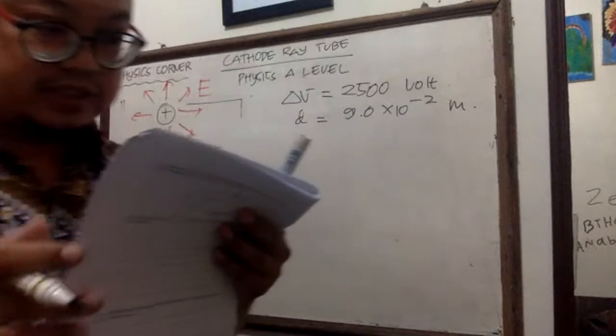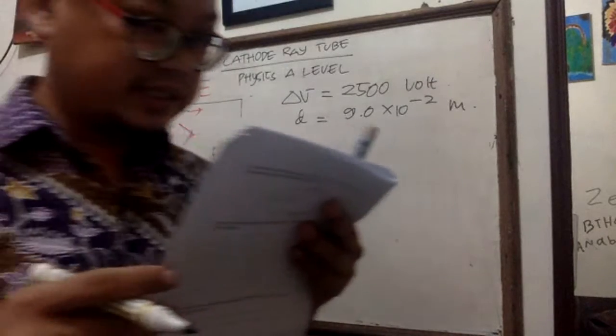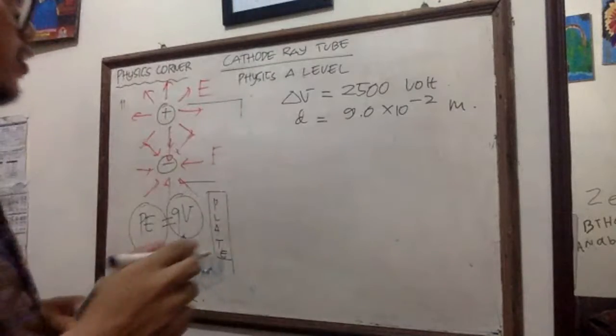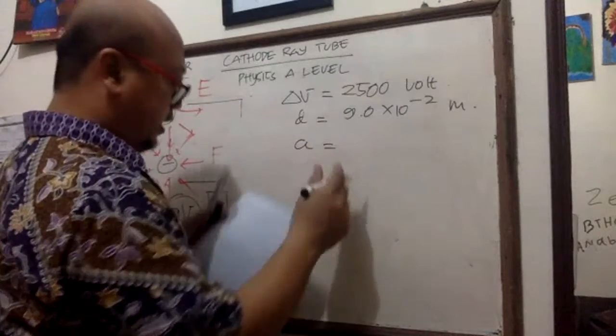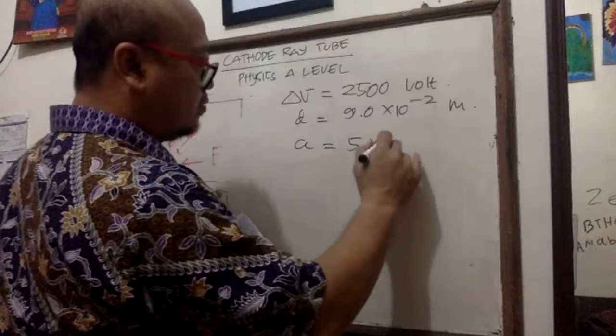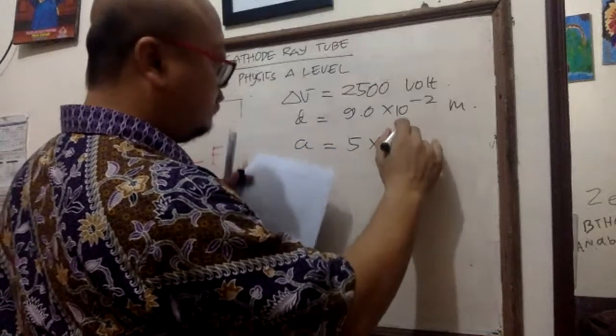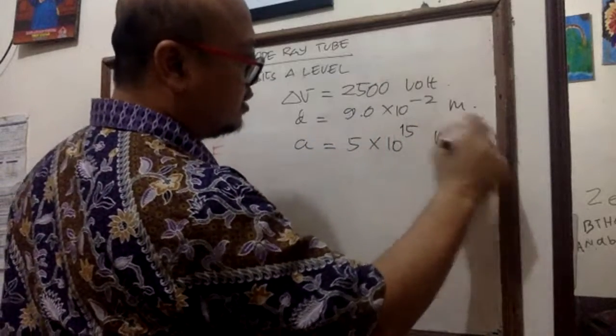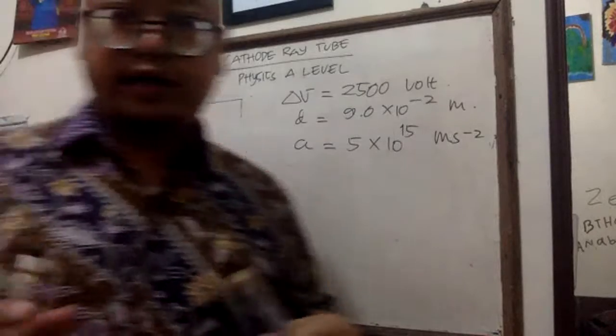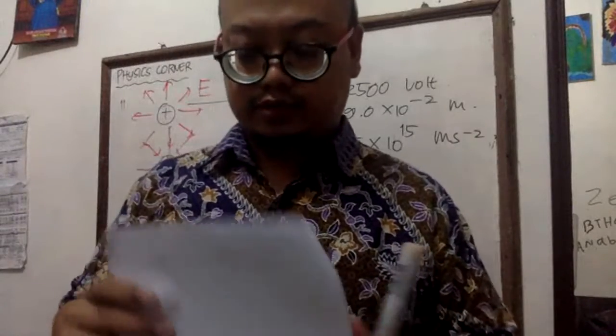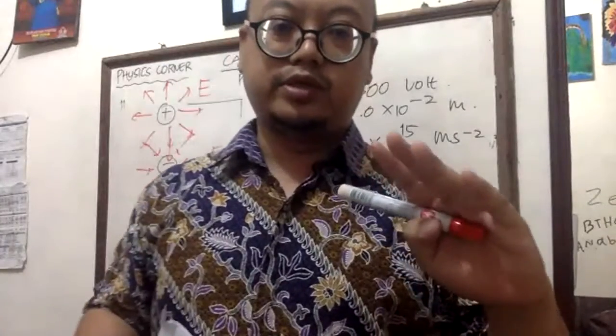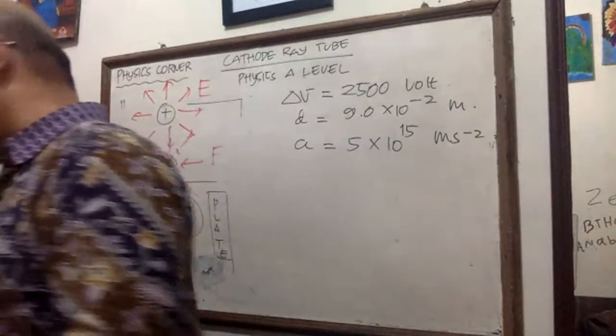So the vertical acceleration of the electron due to this field is about... We need to find, is it correct? a as 5 times 10 power 15 meter second minus 2. Okay, let me try. I hope this question is proven.